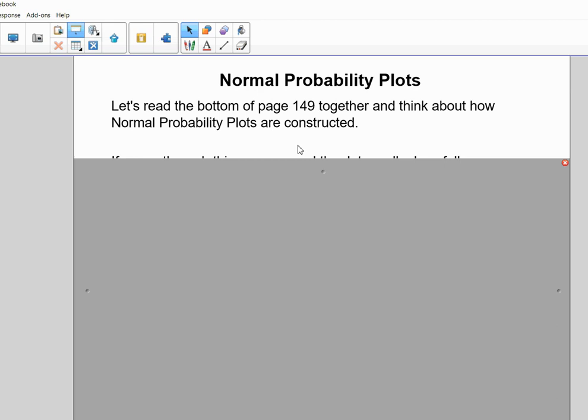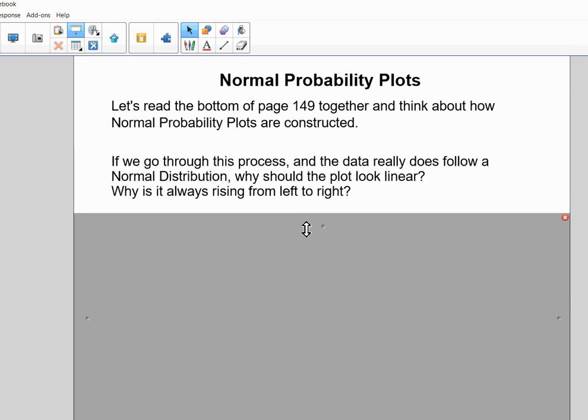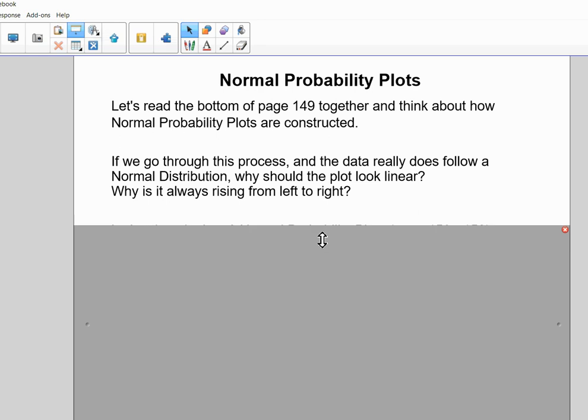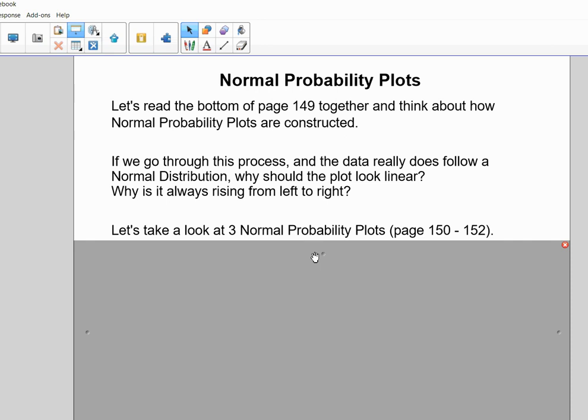Okay, so normal probability plots. We already did a lot of this. We talked about how they were constructed, okay? And we answered this question too. You know, if the data really does follow a normal distribution, the plot should look linear because the distances between your original data are going to match up with the percentages from that normal distribution, that z-chart, okay?